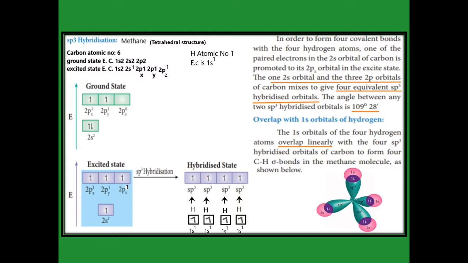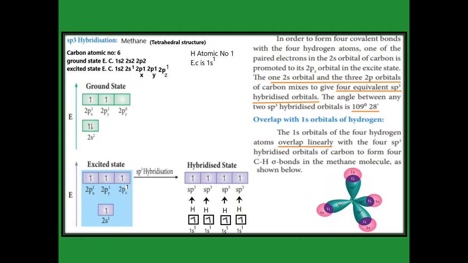Now sp3 hybridization, for that example is methane. That methane possesses tetrahedral structure. That tetrahedral structure can be explained with the help of this sp3 hybridization. Now, methane's formula is CH4. The central atom is carbon. Carbon atomic number is 6, so the ground state electronic configuration is 1s2, 2s2, 2p2.